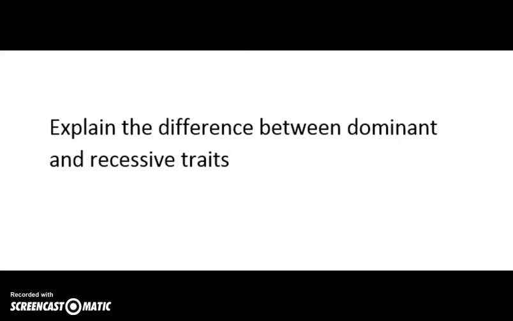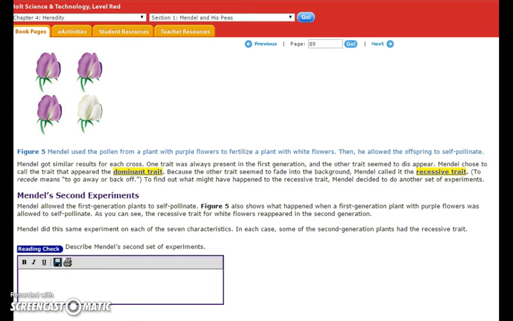Which leads us to objective number 3. Explain the difference between dominant and recessive traits. As stated before, the difference between dominant and recessive traits are which ones appear more often in a population. The dominant trait appears more often, while the recessive trait fades into the background. To recede means to go away or back off.